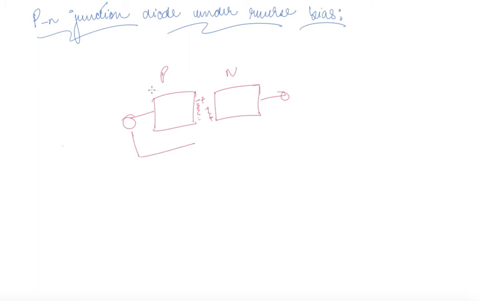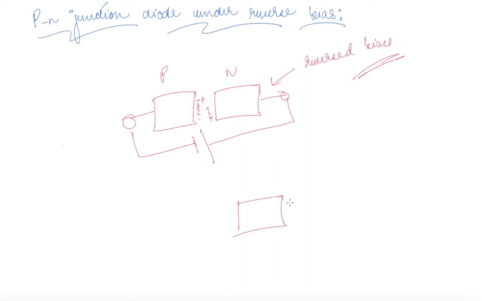Now if I change the polarity, or if I connect the negative charge with P and the positive charge with N, then this type of connection is known as your PN junction diode in reverse bias. This connection is known as reverse bias. So now the question is, what exactly happens in reverse bias?